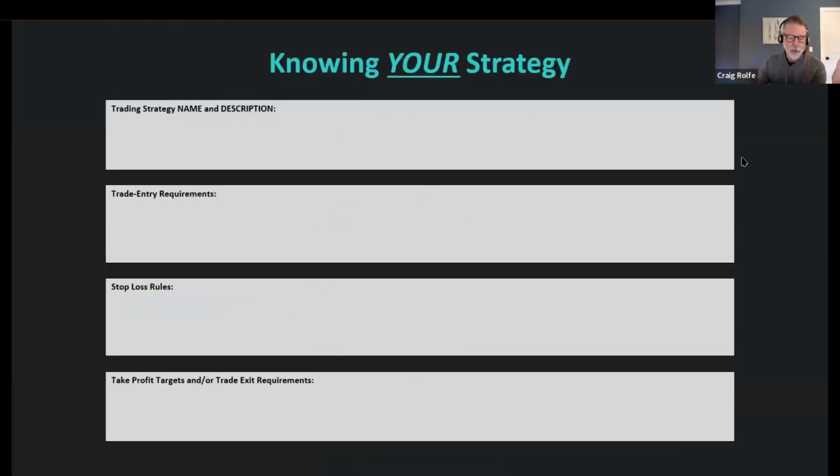In this deck, and I'm going to share this deck with everybody after this, you'll see that on this page, it's a blank template. You don't have to use this PowerPoint slide, right? You could put it in a Word document or something. This is going to be some of the homework.